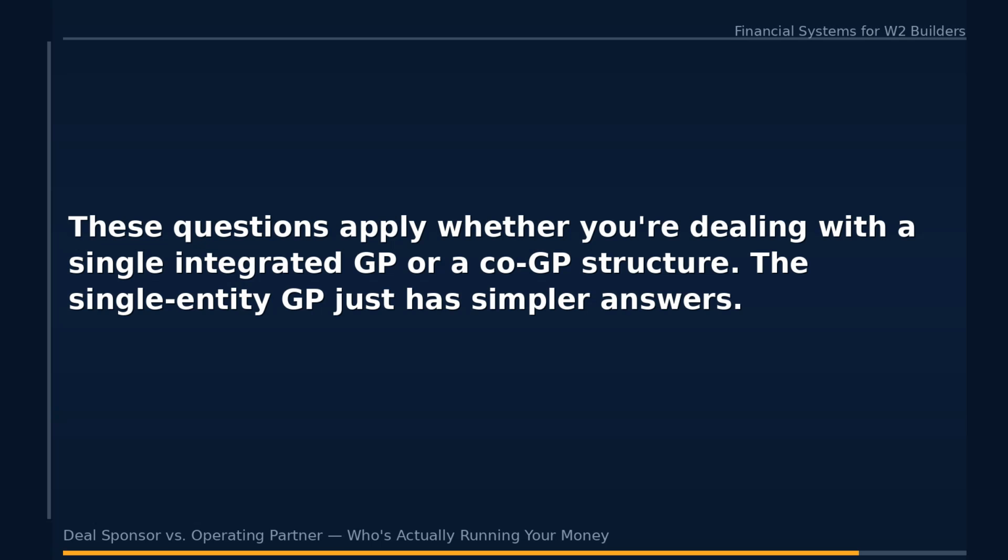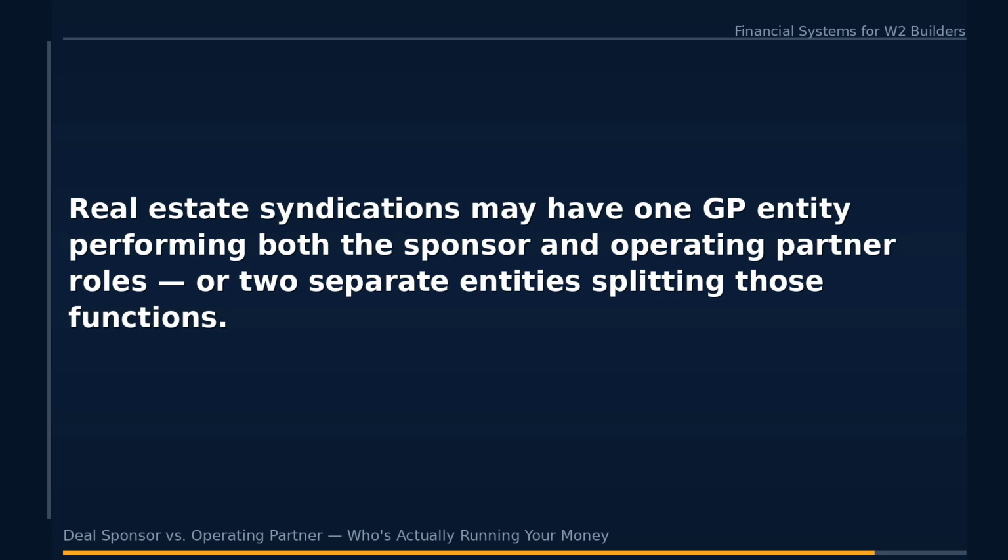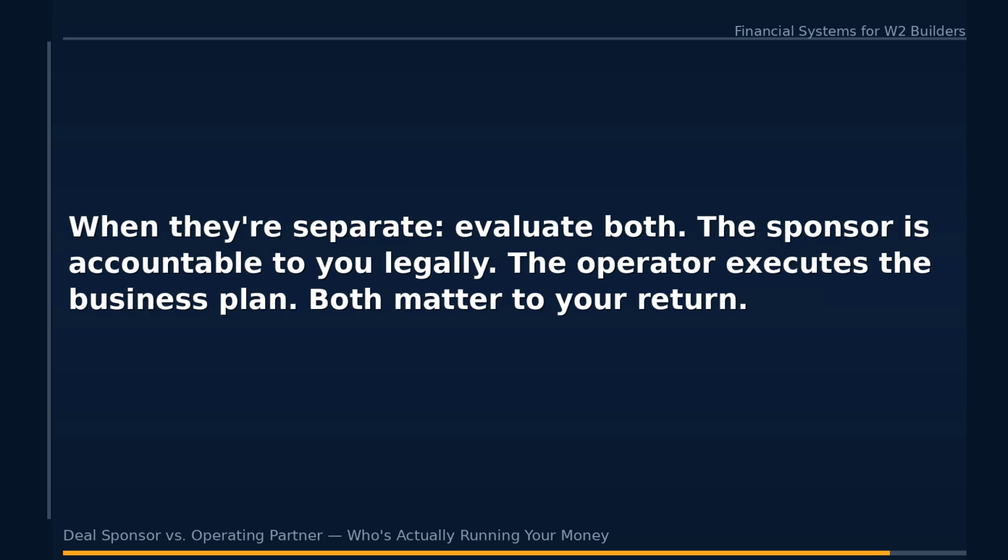Here's the summary. Real estate syndications may have one GP entity performing both the sponsor and operating partner roles, or two separate entities splitting those functions. When they're separate, evaluate both. The sponsor is accountable to you legally. The operator executes the business plan. Both matter to your return.